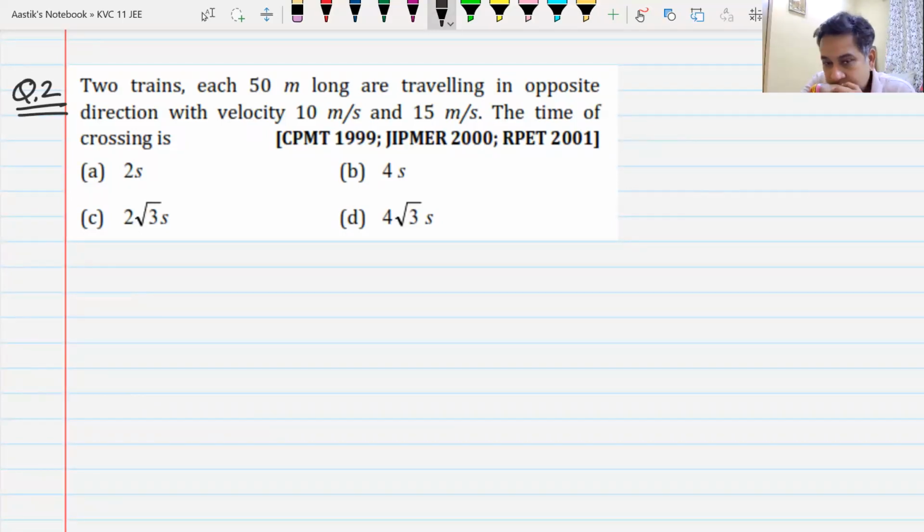Sir, option A. Option A, 2 seconds. No, that I am afraid is not correct. 2 seconds is not correct. Sir, option B. If it is not 2, then it is 4 because the other two options are obviously not looking correct. Yes, the answer is 4, but the more important thing is how did you get that answer?